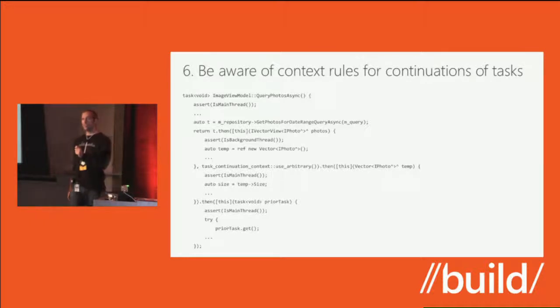But you can change that when you pass a variable to the then statement. You can see where we say task continuation context use arbitrary. We're saying just use any arbitrary thread from the thread pool to run that code in the then statement. So it will run that task, and then run anything back in the background. And we use that assert is background thread to make sure that we actually did that. Then on the next then statement, it's going to switch back to the main thread because it's, again, using the context that it was created with. And it says, all right, now do something in the main thread. We assert that we're in the main thread.